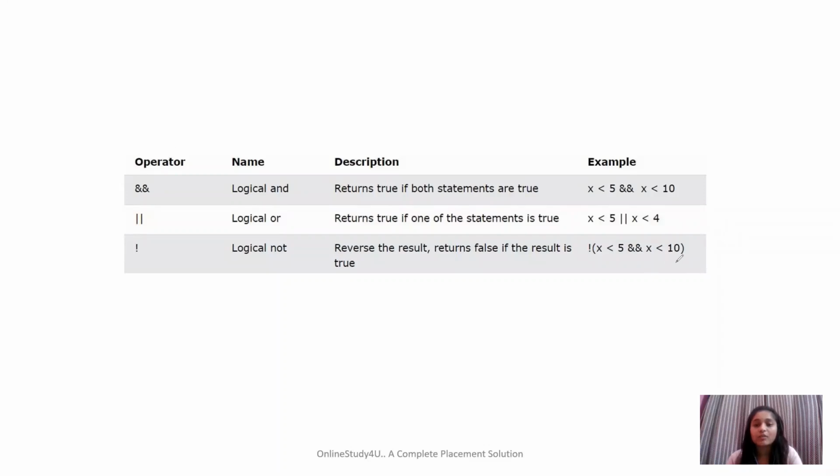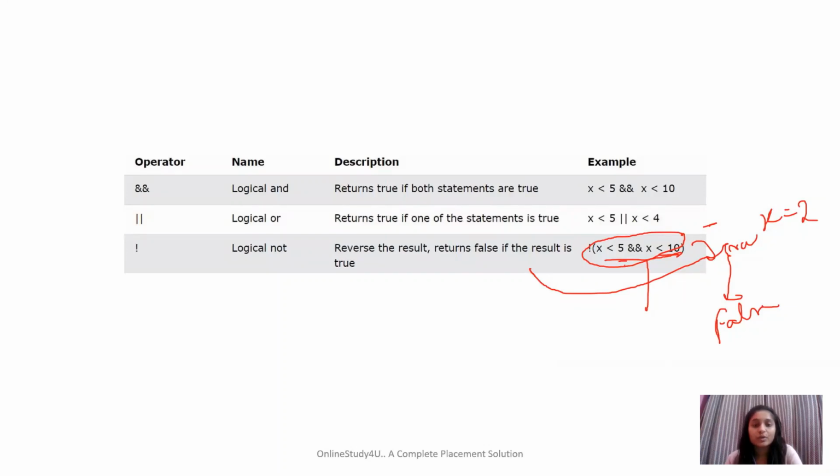Finally, we have logical not. Let's suppose x equals 2 here. Now x is less than 5 and x is less than 10. Both the things are true, so it should return true, right? But since logical not reverses the result, the result will get reversed and the answer will be false.